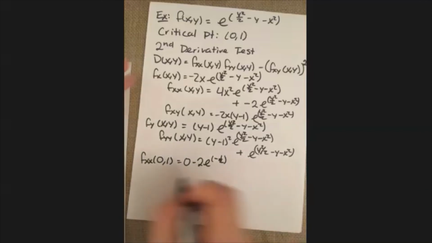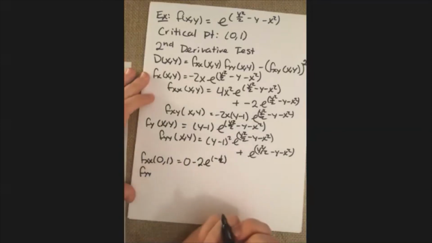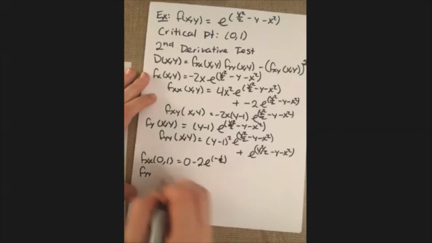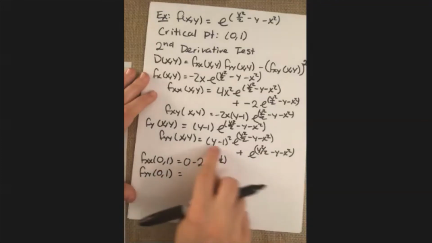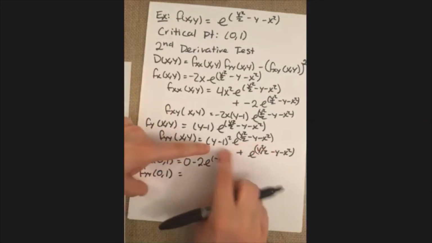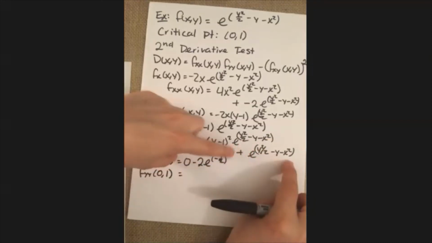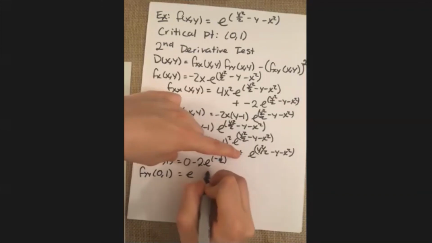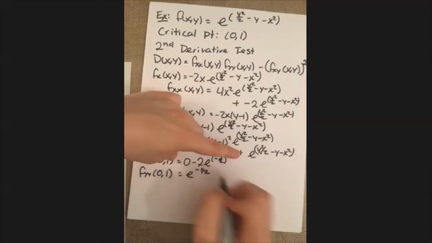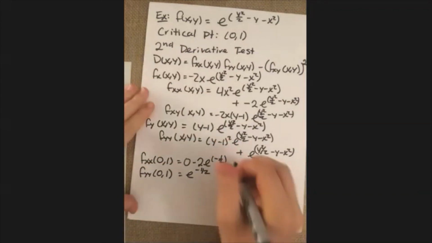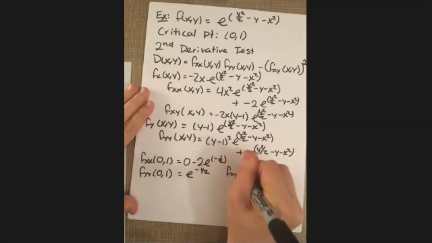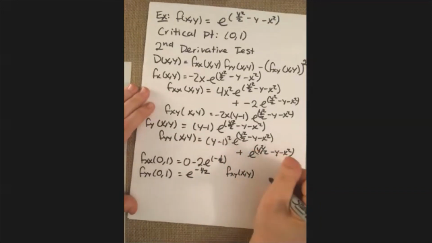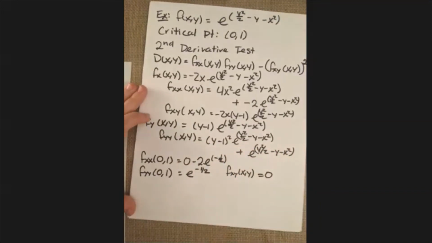And then looking at f_yy at (0, 1), we're going to get something really similar. This guy right here is just going to be 0, but then we still have to deal with this piece here. That's going to be e to the negative 1/2 as well. All right, and then the mixed partial is super easy. This one's just 0.